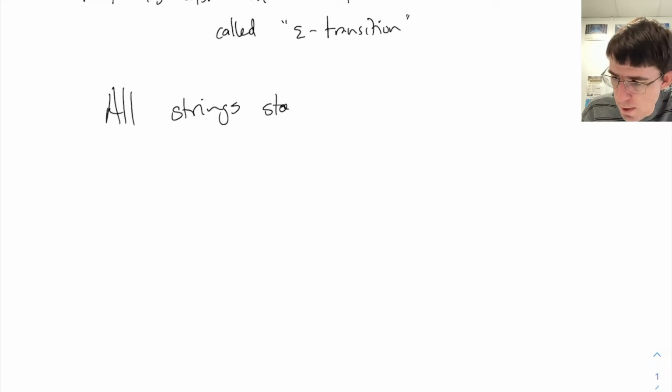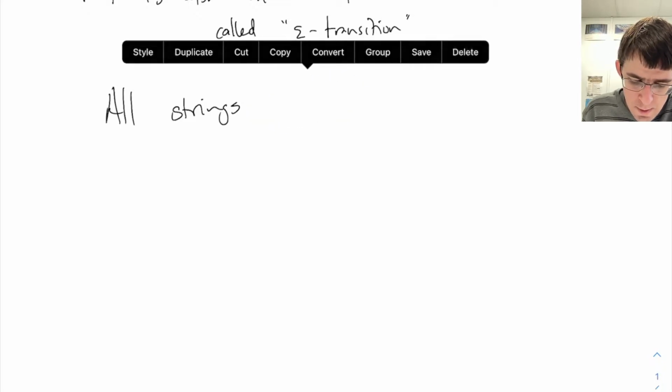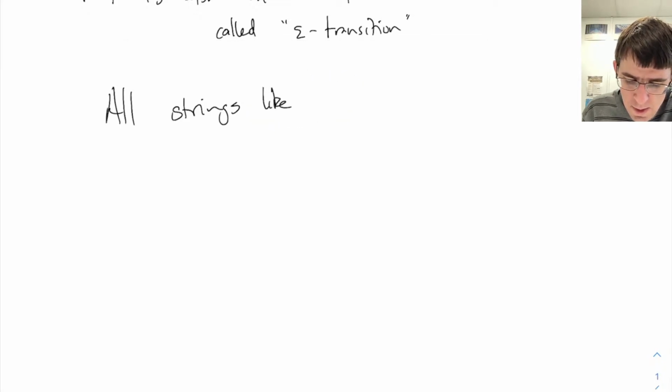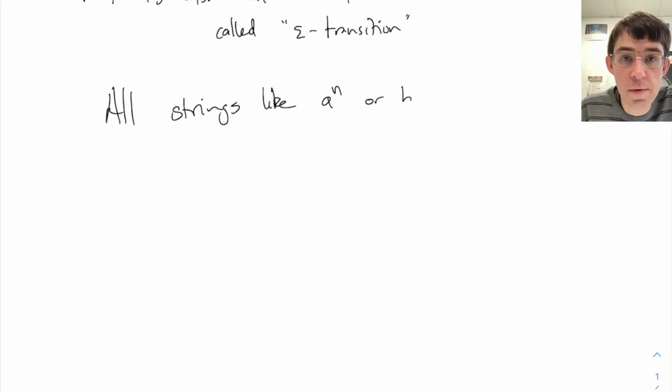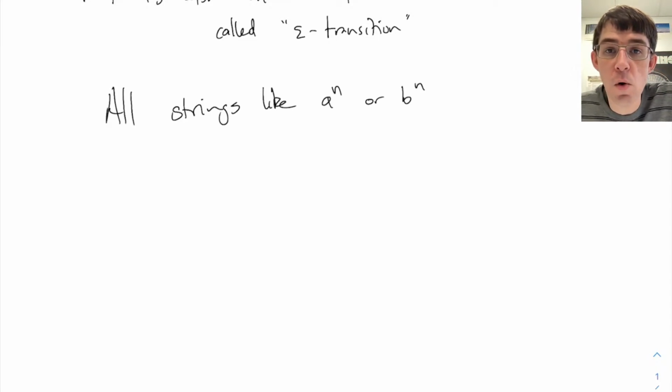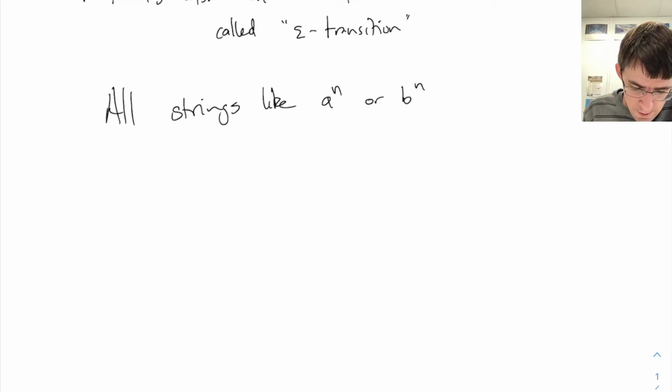How about all strings that look like A to the N or B to the N. So that is a string which has only A's or perhaps only B's, no mixture of A's or B's. It's not so hard to do on a DFA, I suppose. But here's how I would do it on an NFA. Check it out.